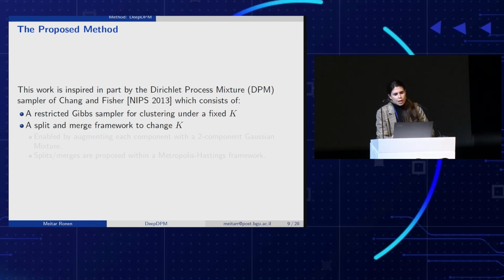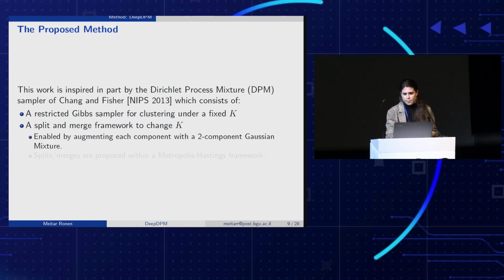So our work is inspired by the Dirichlet process mixture of Chang and Fisher, which is a non-parametric extension of the GMM, which consists of two main parts. First of all, a restricted Gibbs sampler for clustering under a fixed K. So at a very, very high level, you can think about GMM clustering under a fixed K. And then they perform splits and merges in order to change K. So in order to increase the number of clusters, you split a cluster into two. Or to decrease it, you merge two clusters into one.